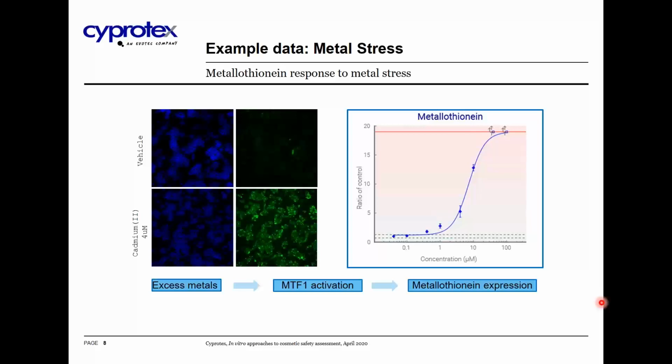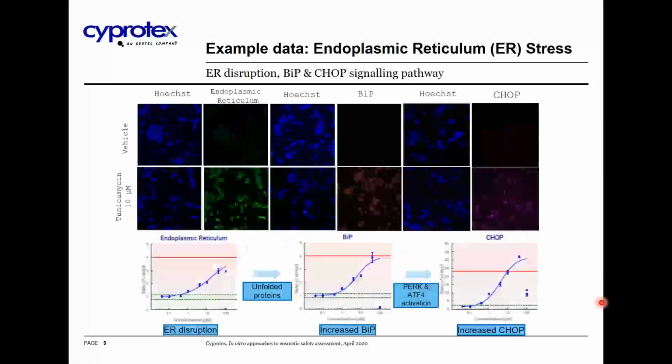Here, looking at ER stress, again a panel of endpoints to look at potential ER stress. Here we've exposed the cells to tunicamycin at 10 micromolar, and you can hopefully see in those images various colors representing the different markers of ER stress. So we've used ER Tracker to look at endoplasmic reticulum, or ER, disruption, BiP as an ER chaperone and a key marker for ER stress, and then finally CHOP as a specific endpoint for ER stress.